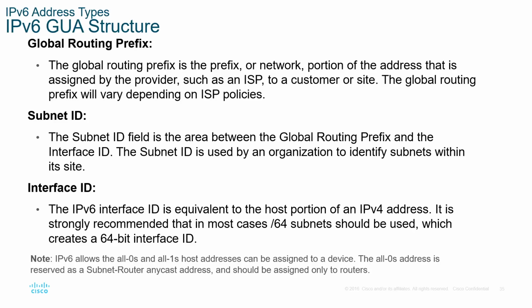The interface ID, which is last but not the least, is the equivalent of the host portion of the IPv4 address. It's strongly recommended that in most cases /64 should be used, which creates a 64-bit interface ID, basically telling us we have 64 bits to assign to our host machines.